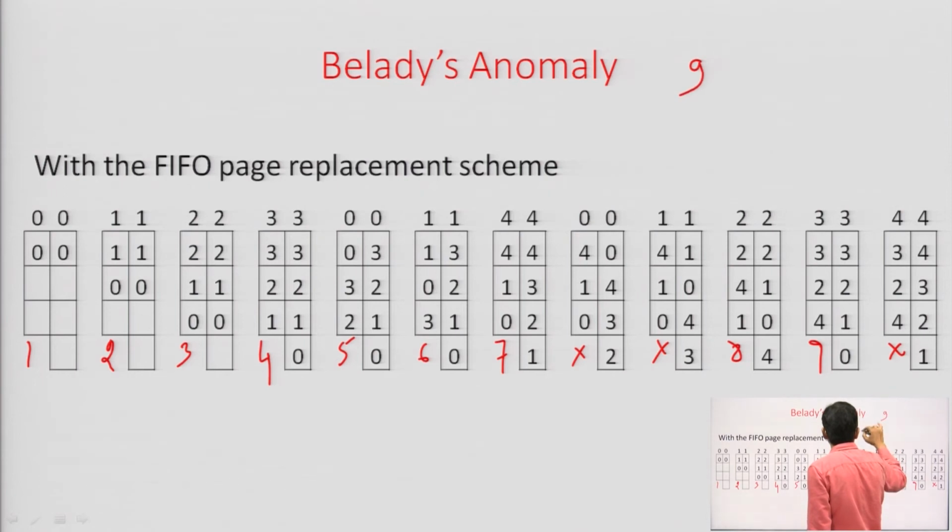So the number of page faults occurred because of the 3 frames is 9. Let us see how many page faults will take place when the number of page frames is increased to 4.